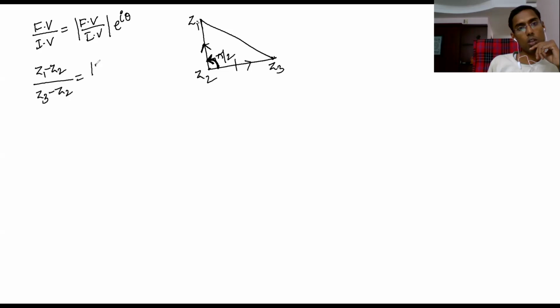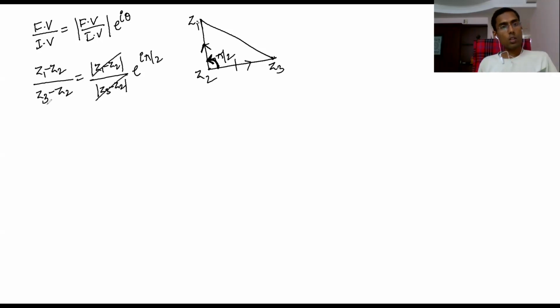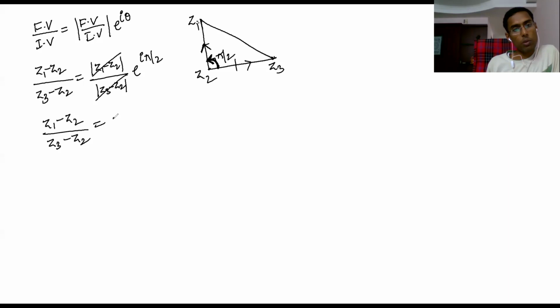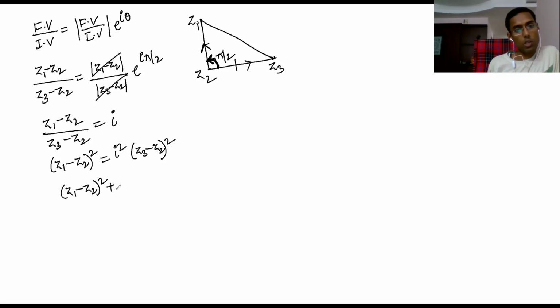Equal to modulus of Z1 minus Z2 by modulus of Z3 minus Z2 into e to the power of i pi by 2, the moduli get cancelled. Now this becomes Z1 minus Z2 by Z3 minus Z2 equal to e to the power of i pi by 2. E to the power of i pi by 2 means i. So this is Z1 minus Z2 whole square equal to i square into Z3 minus Z2 whole square. So what you get here, Z1 minus Z2 whole square, i square is minus 1, plus Z3 minus Z2 whole square equal to 0. This is the condition.